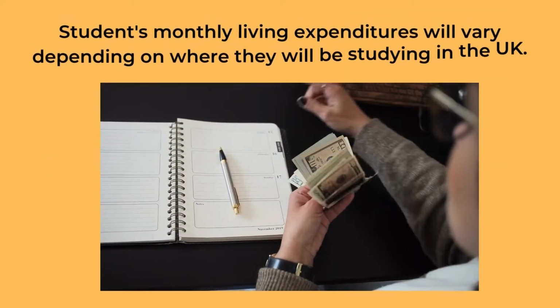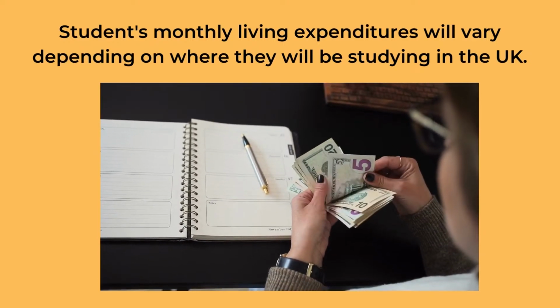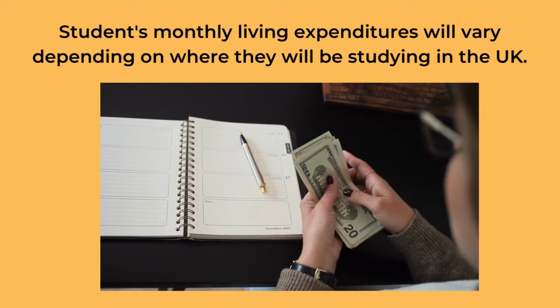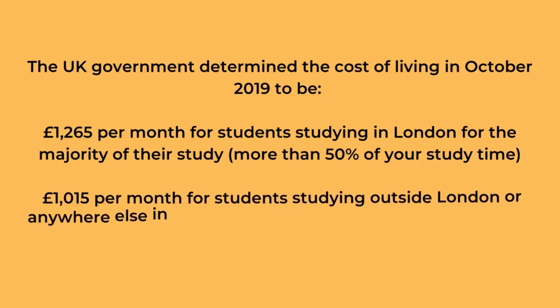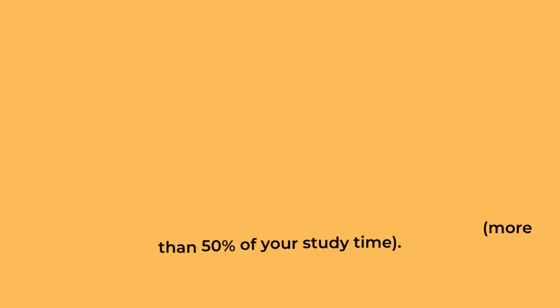Students' monthly living expenditures will vary depending on where they will be studying in the UK, as the cost of living in London is substantially greater. The UK government determined the cost of living in October 2019 to be £1,265 per month for students studying in London for the majority of their study, more than 50% of your study time, £1,015 per month for students studying outside London or anywhere else in the UK for the majority of their study, more than 50% of your study time.